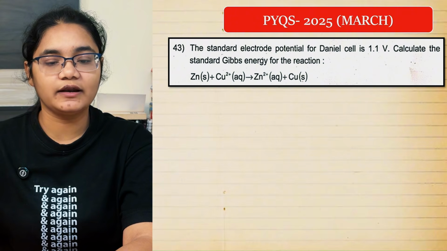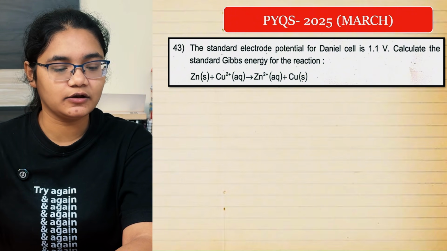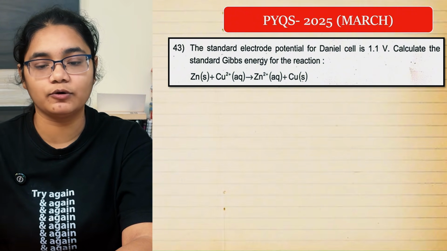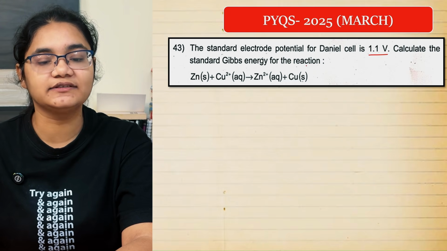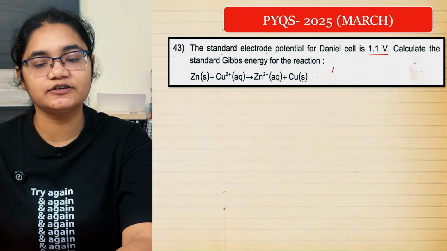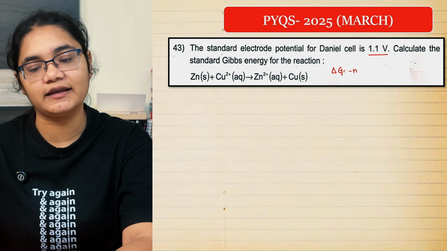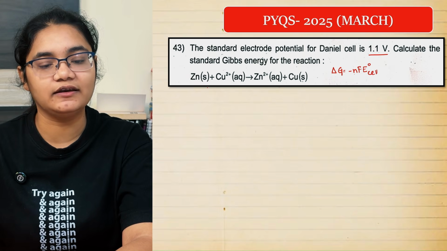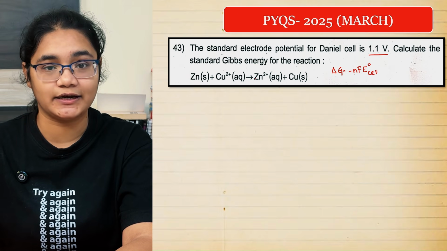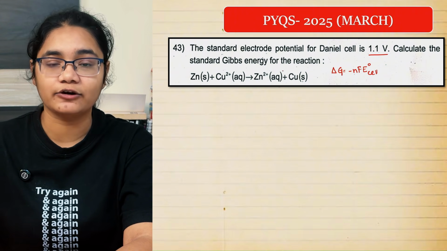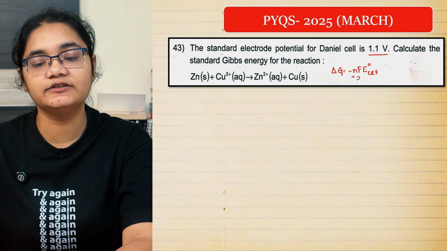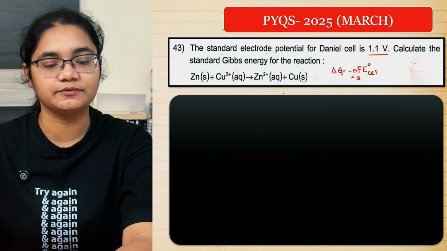Now moving to the next question, this is a numerical question. The standard electrode potential of the Daniel cell is 1.1 volt. Calculate the standard Gibbs energy. You know the Gibbs energy formula is delta G equals minus nFE naught of the cell. What is the value of n here? You can see Zn gets converted to Zn2+, so 2 electrons are used. Copper 2+ gets converted to copper, 2 electrons are used. So the n value here is 2. So we just need to substitute that.